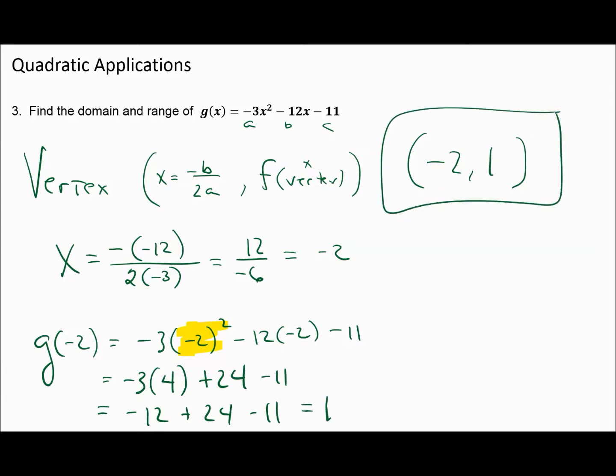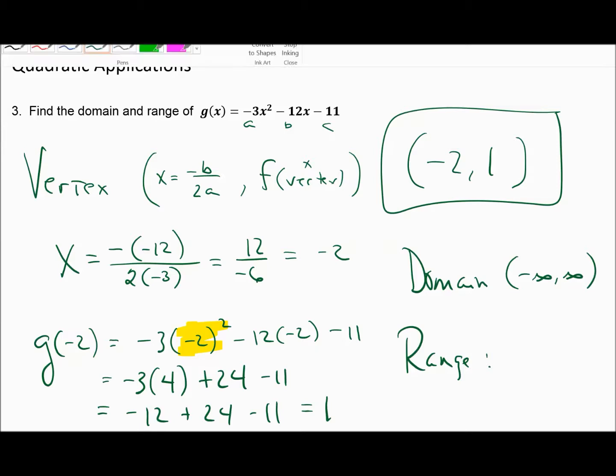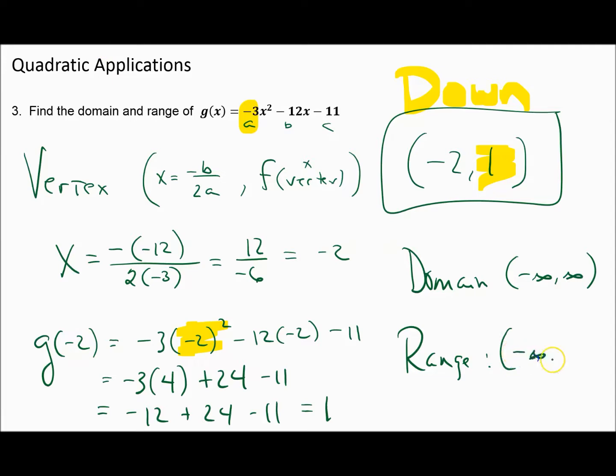So here's my vertex, which means my domain, and by the way, I didn't need my vertex to find domain. Domain of every parabola is negative infinity to infinity. It's the range that changes depending on the value of the vertex. Now, before I just say what my range is, I need to know whether this parabola opens upward or downward. The key is right here. When you have a negative a, we know that this opens downward, which means that 1 is a high point. So our range is going to be from negative infinity to 1, and then it stops.